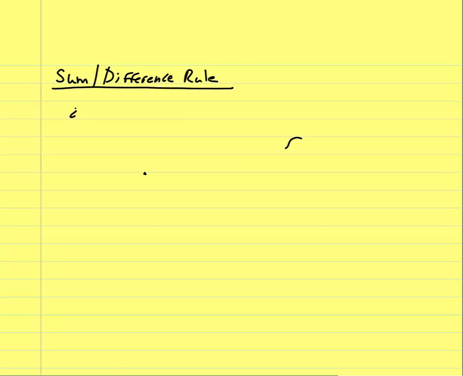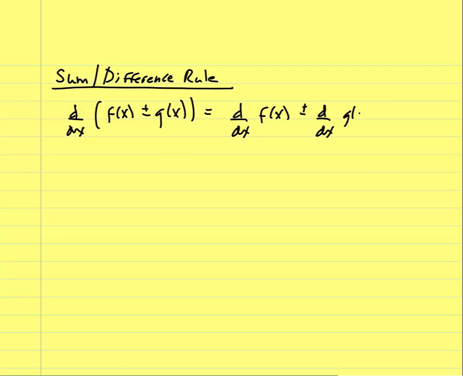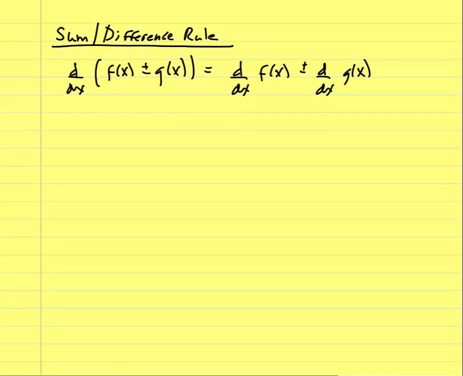So what this says is the derivative of a sum or a difference, so I'm going to put the plus or the minus, is equal to the sum or the difference of the derivatives. Okay, so again, the derivative of a sum or difference is a sum or difference of the derivatives. Well, it sounds more complicated than it actually is. Let's go ahead and look at an example where we're taking the derivative with respect to x.